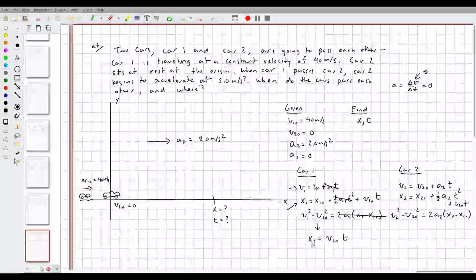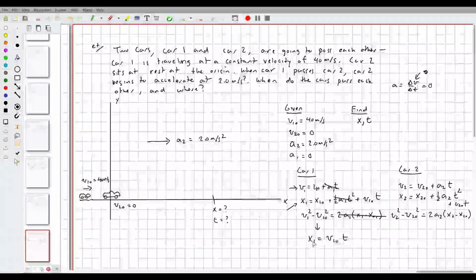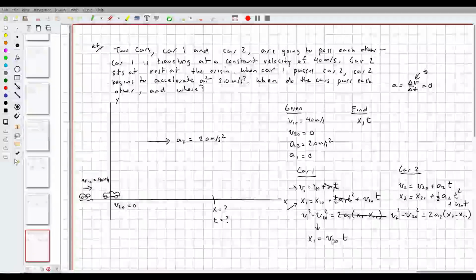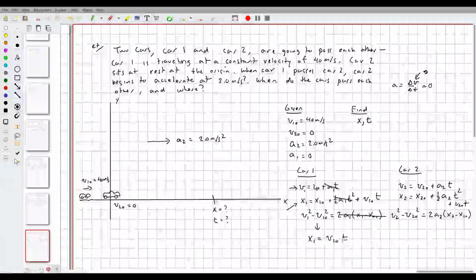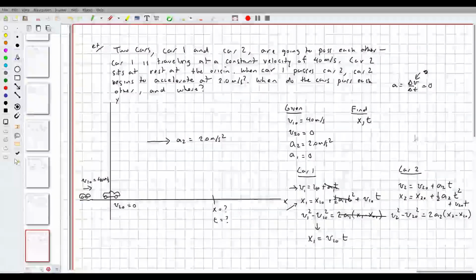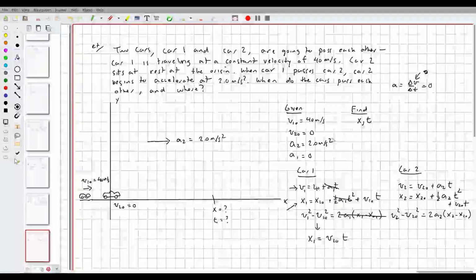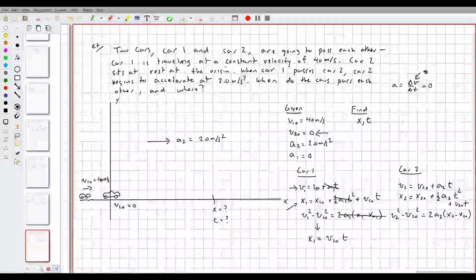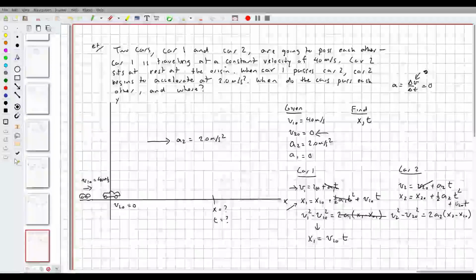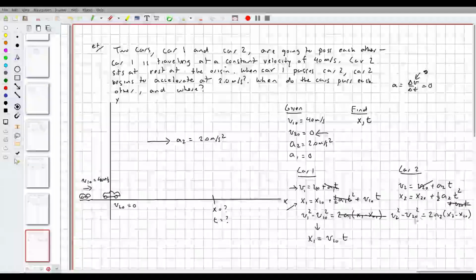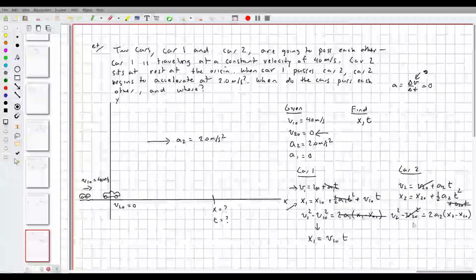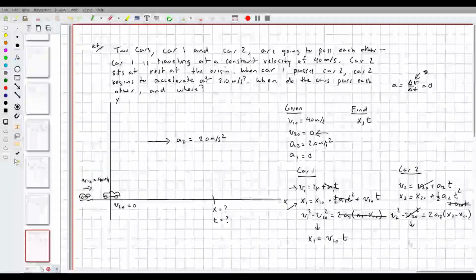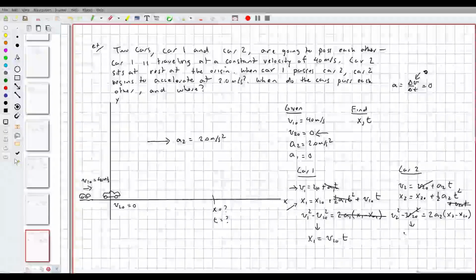This says that the position of car 1 only depends upon how fast it's going and how long it's doing it. Now, let's look at what's going on with car 2. The important thing about car 2 is that its initial velocity is 0, which means that goes away. We can also get rid of this right here, and this right here. So these three equations become a little bit easier.